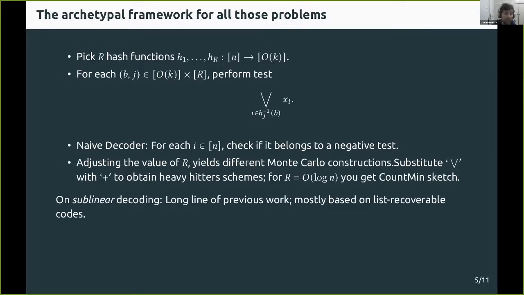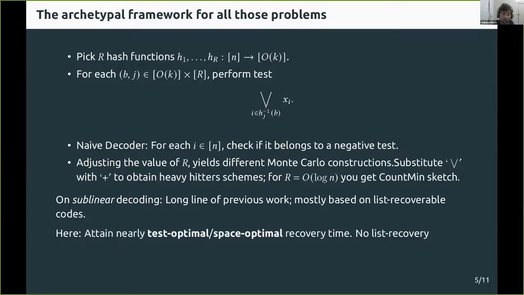Okay, but now what happens to sublinear decoding? There was a long line of previous work. I'm not going to talk about it. It's mostly based on something called list recoverable codes and all the jazz, which come with big constants that are quite complicated. What we show here is that for many variants of the group testing problem and some variants of the heavy hitters problem and compressed sensing, you can bypass these list recoverable codes and get much stronger results, without all this machinery, using only elementary methods.